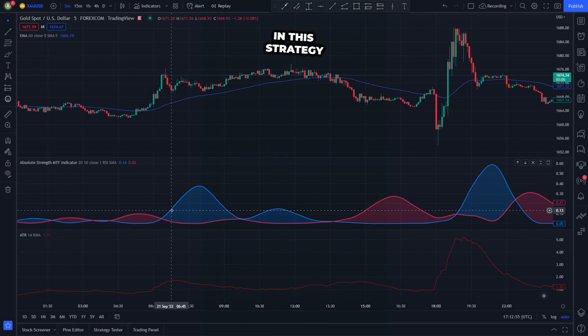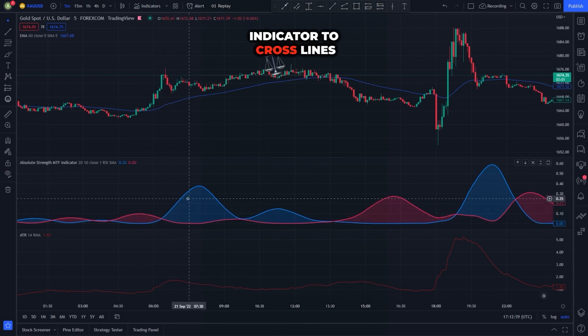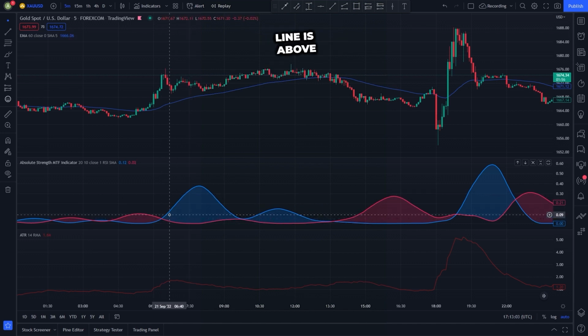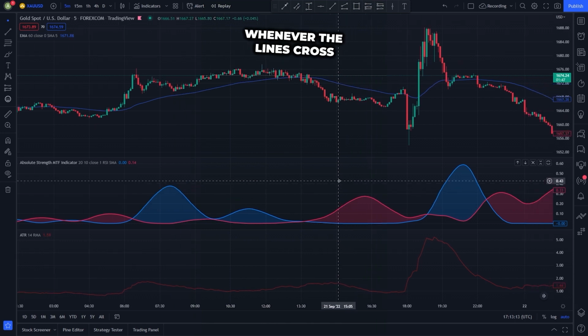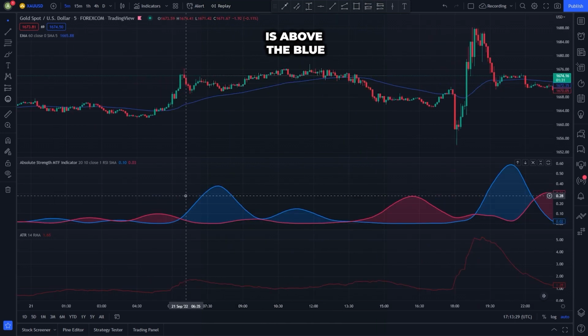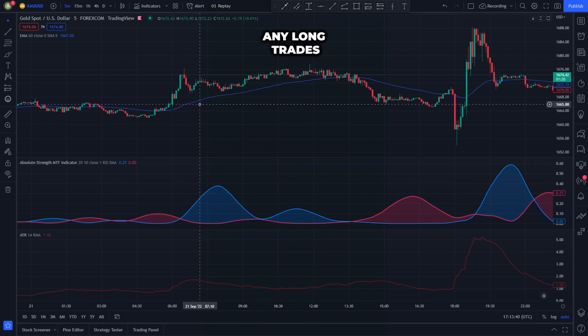The entry rules in this strategy are very simple. What we are looking for is for this indicator to cross lines. Whenever the blue line is above the red line, this is a signal to buy, and vice versa. Whenever the lines cross and the red line is above the blue line, this is a signal to go short. Also, we cannot take any long trades if the price is below the moving average, the same as we cannot take any short trades if the price is above the moving average.